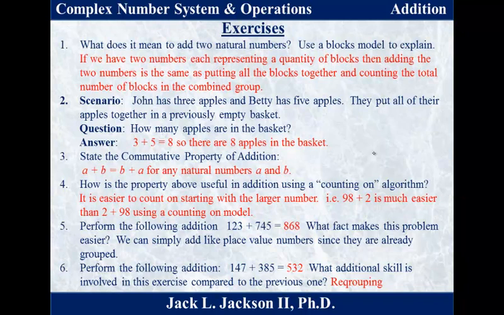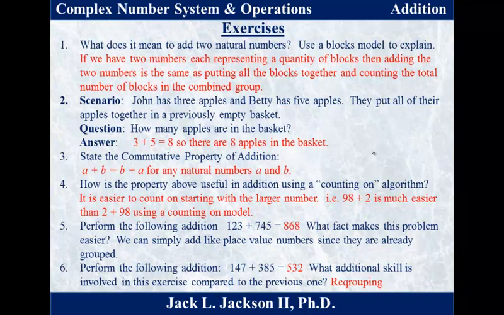Okay, state the commutative property of addition. A plus B equals B plus A for any natural numbers A and B. So the order you write these doesn't matter. How is the commutative property useful in addition when counting on? It's easier to count on starting with the larger number. So if we're given the problem 2 plus 98, the first thing we're going to do is change it into 98 plus 2, because now we can just go 98, 99, 100. Much easier than starting with 2 and then going 3, 4, 5, 6, and so forth all the way up to 100.